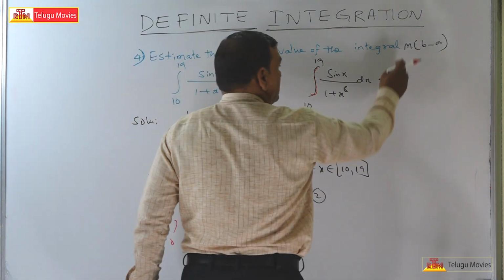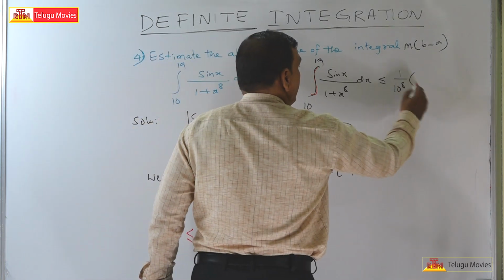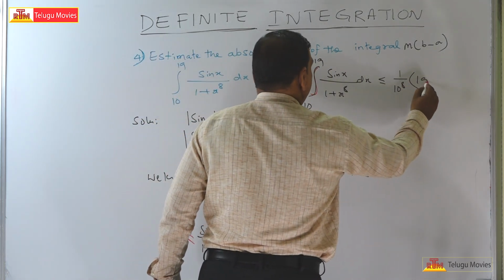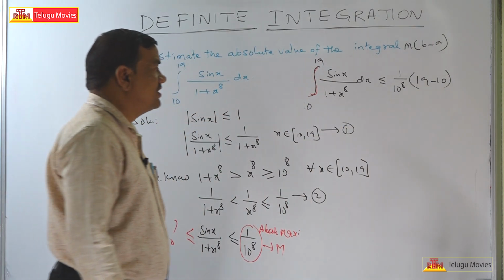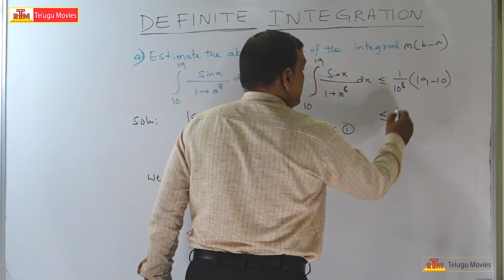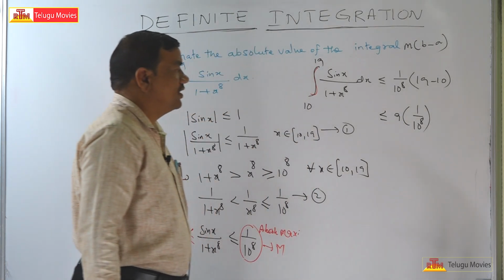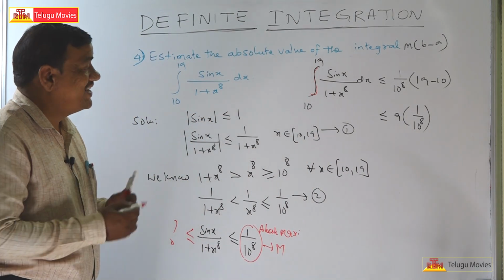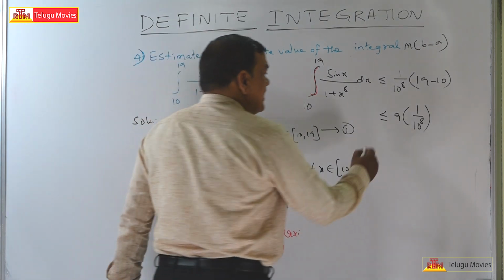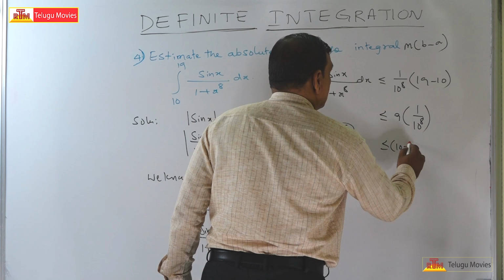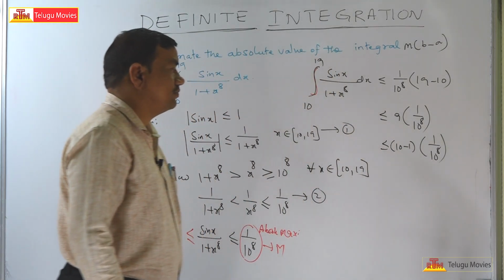That is capital M, that means 1 by 10 power 8, that is the absolute maxima, into B minus A. B is how much? 19 minus 10. Understand this? So this is less than or equal to (19 minus 10) into 1 by 10 power 8. 19 minus 10 is how much? 9 into 1 by 10 power 8. This 9, can I write it as 10 minus 1, times 1 by 10 power 8? Yes, I can write it.